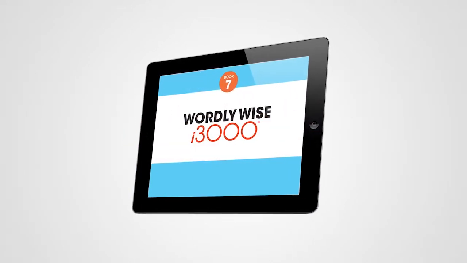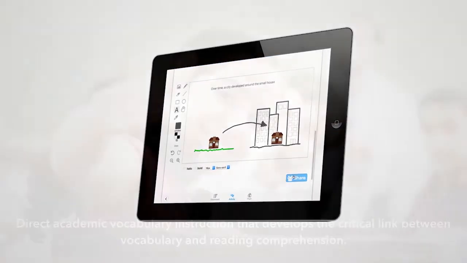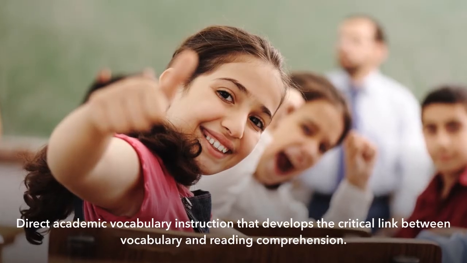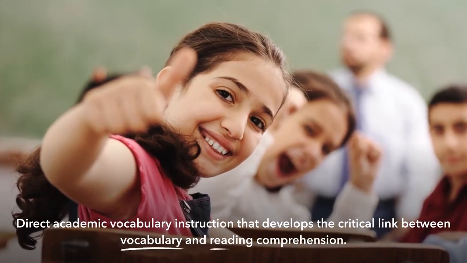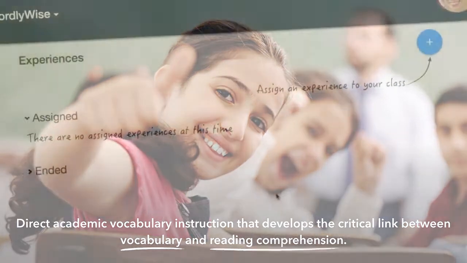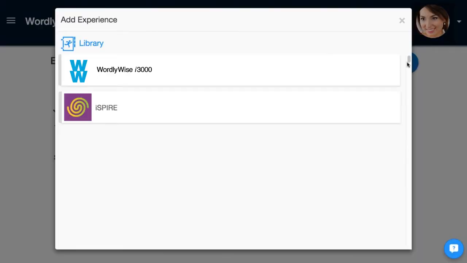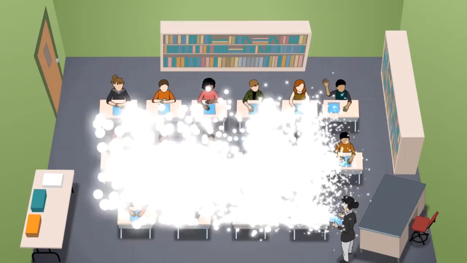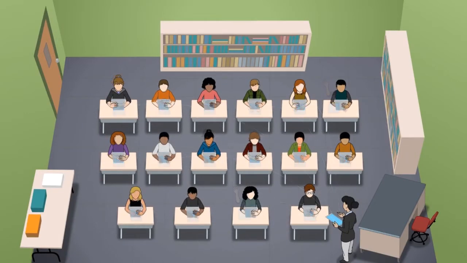WordlyWise i3000, direct academic vocabulary instruction that develops the critical link between vocabulary and reading comprehension. In WordlyWise i3000, teachers can invite a student to a lesson and oversee their work in real time. Students work through lessons in the classroom, at home, or anywhere they have internet access.